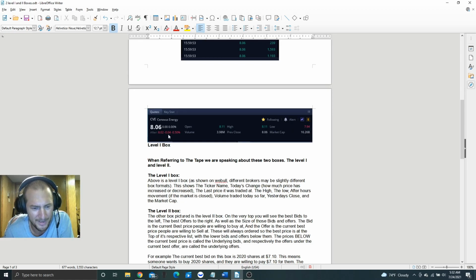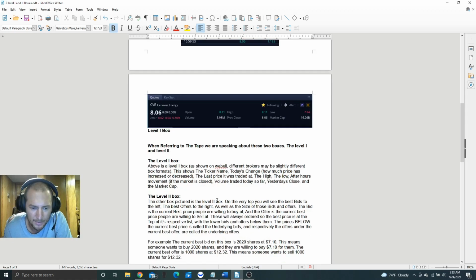It's going to show any after hours changes as well. So in this case we've lost 4 cents or 0.5%. It's going to show the volume, and this one's closed, so it's going to be 3.98 volume on the day, but if it's during the day it's going to show you the amount of volume that has been traded up to that point on the day. And then of course you have the previous close here, which would be 806, and the market cap.